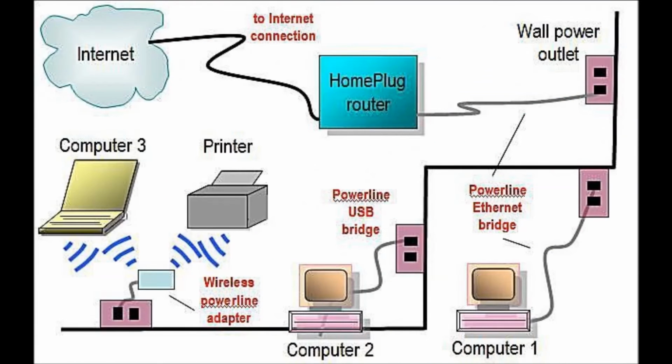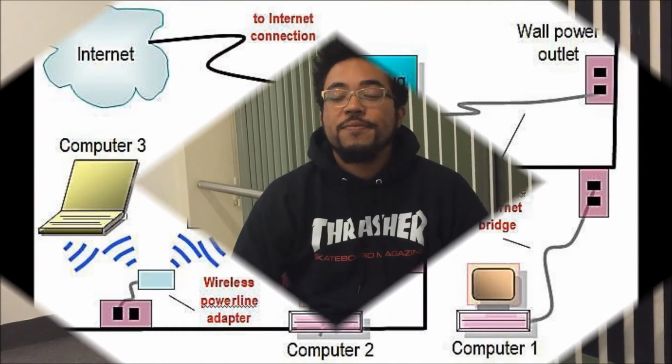The final method of connecting a bridge is through a power line adapter. A power line adapter takes the data coming from a router and then allows the Ethernet signal to be sent through the power grid of a building.